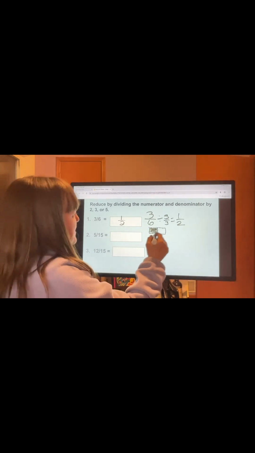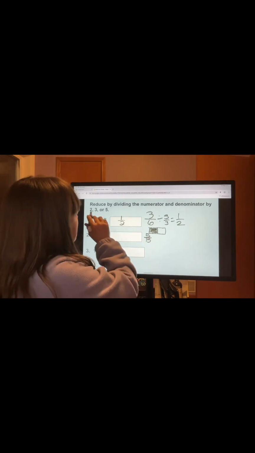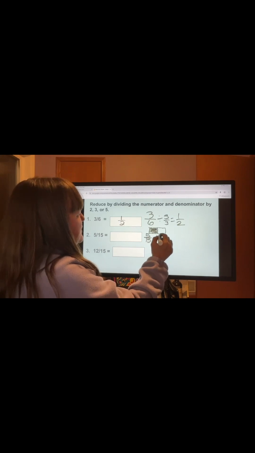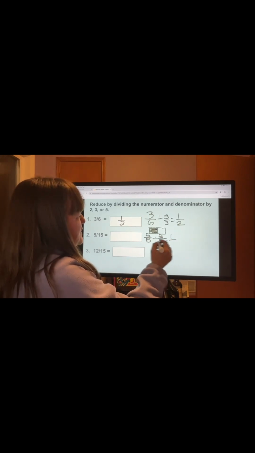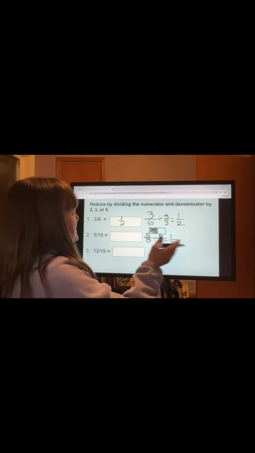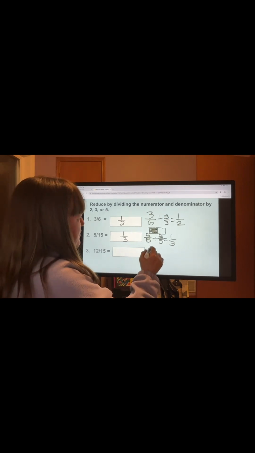Okay, so then we have 5 over 15. We can eliminate 2, 3, so just 5. So 5 goes into 5 how many times? 1. 5 goes into 15 3 times. You can do the same thing and draw this out if you want. So it'd be 1/3.